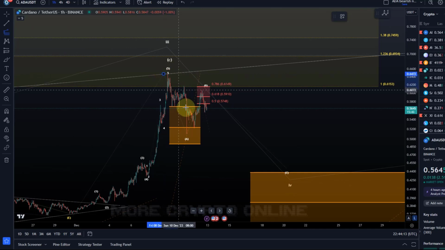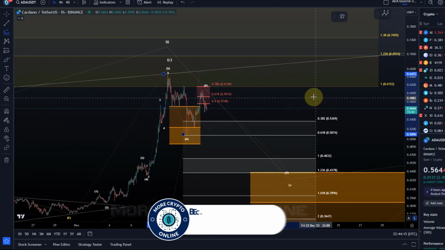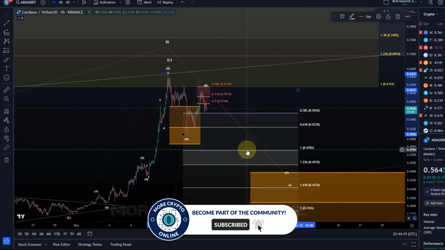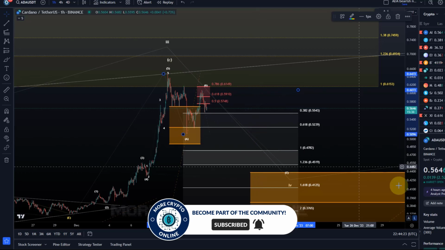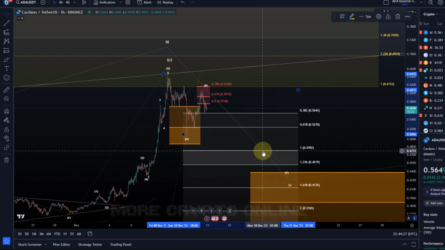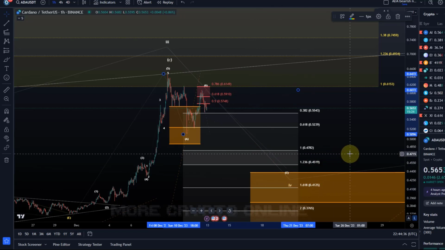The first target would be the 100% extension level. This is currently at 47.8 cents. Now you might say, okay, but that's far above support. Well, it's only support. It's not necessarily the target down here. But then again, 100% extension is only the first level. Often they also go a little lower, possibly to the 1.618 extension level at 41.2 cents.